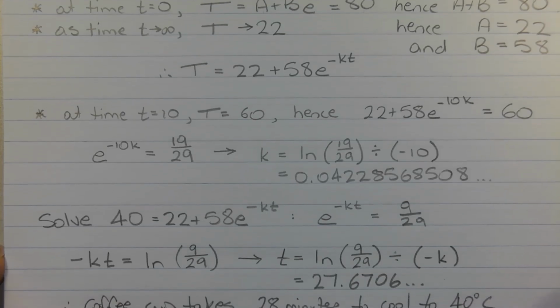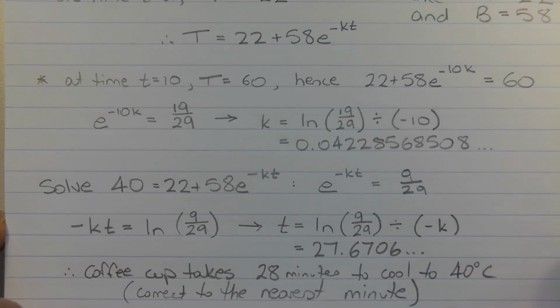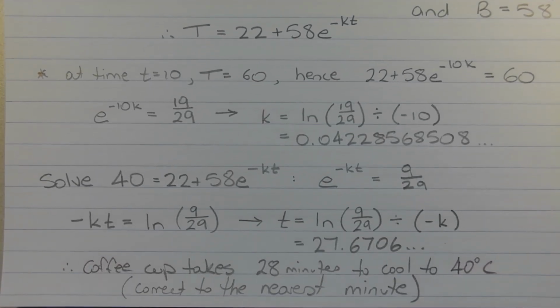Now the question is asking for how long it takes for the cup of coffee to reach a temperature of 40 degrees Celsius, correct to the nearest minute. So we need to solve the equation 40 equals 22 plus 58 times e to the power of negative kt, and we're going to solve that for t, now that we have the value of k. So again, with some rearrangement of this equation, to make e to the power of negative kt the subject, we get e to the power of negative kt is equal to 9 over 29.